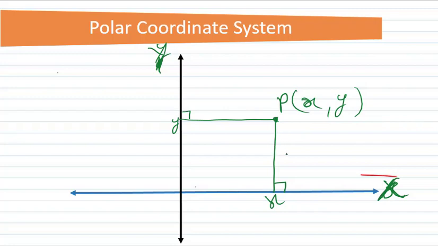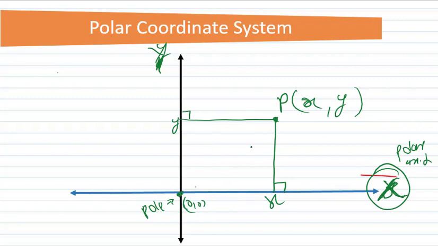Now we will find or locate this point P using the polar coordinate system. Let's suppose my x-axis is my polar axis and this origin is a fixed point. So I will consider my origin as the pole. As I am combining the polar coordinate system and the Cartesian coordinate system, I am considering my origin as my pole. That is a fixed point, right?